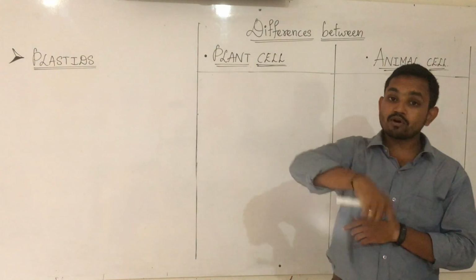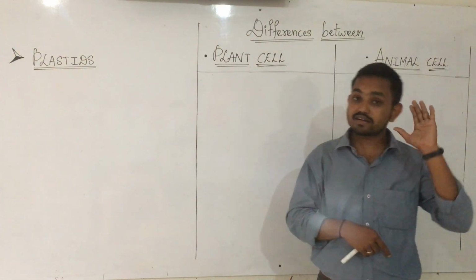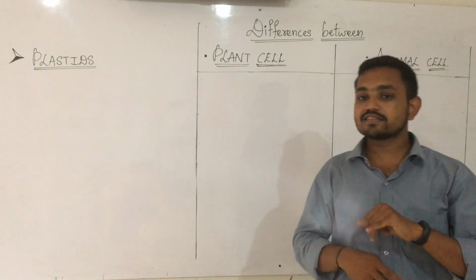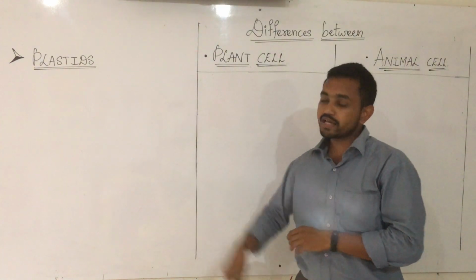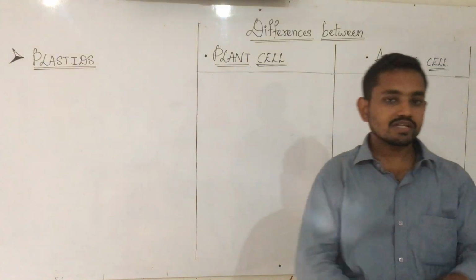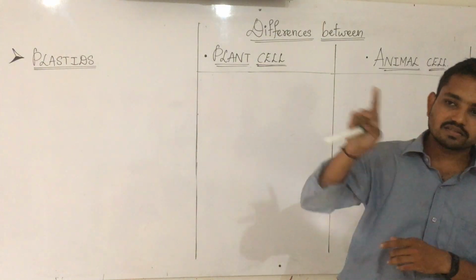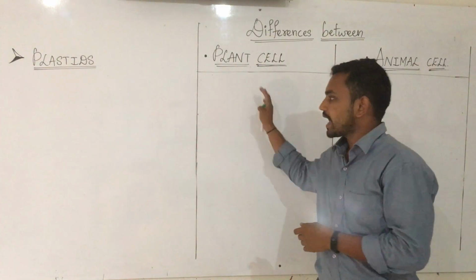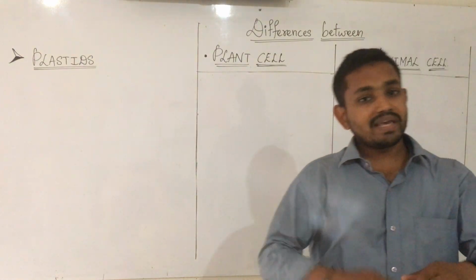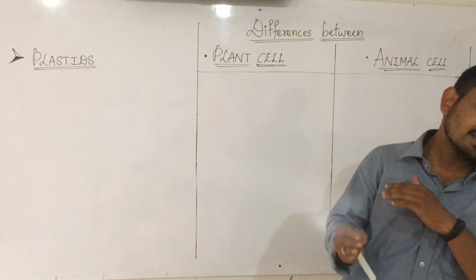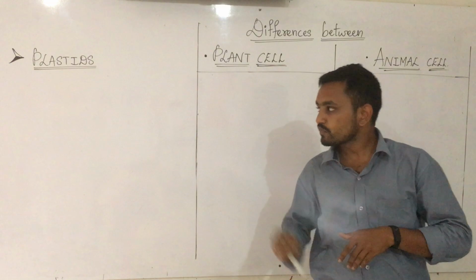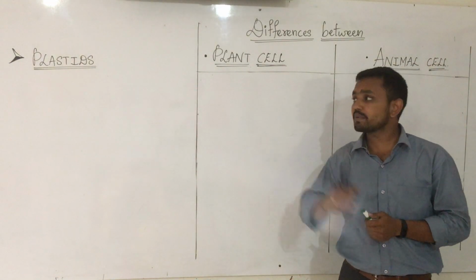And one more important cell organelle I left out in the last class. In today's session, I am going to discuss that single cell organelle, and later I am going to tell some of the basic differences between the plant cell and the animal cell. So see here, the term plastid.